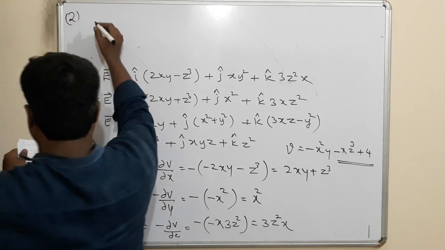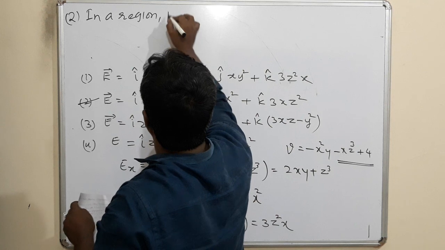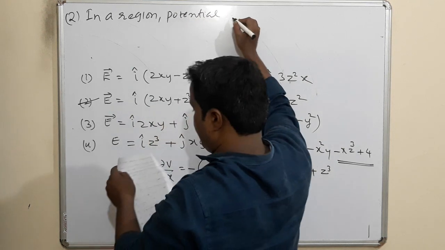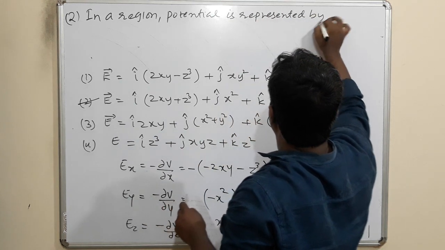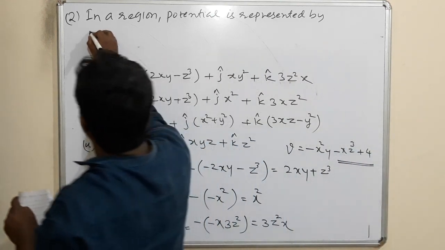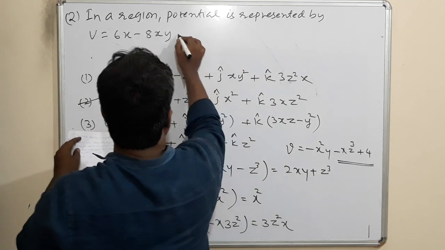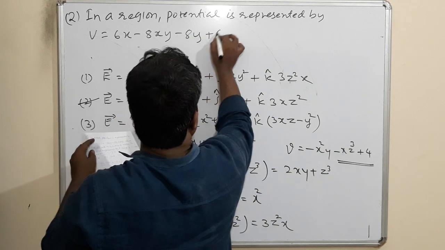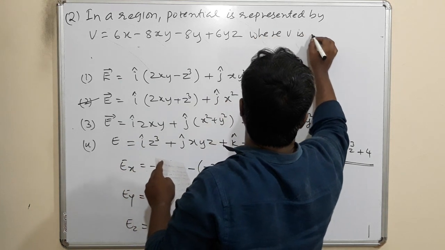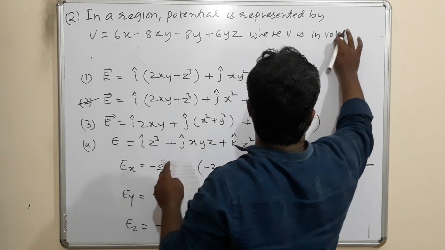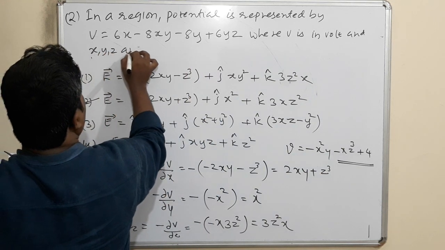This is second example. See, in a region potential is represented by V is equal to 6x minus 8xy minus 8y plus 6yz, where V is in volt and x, y, z are measured in meters.